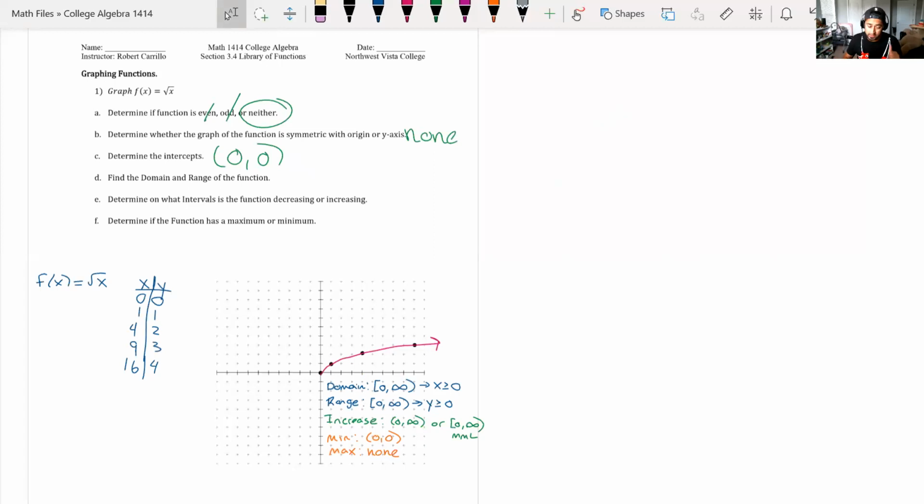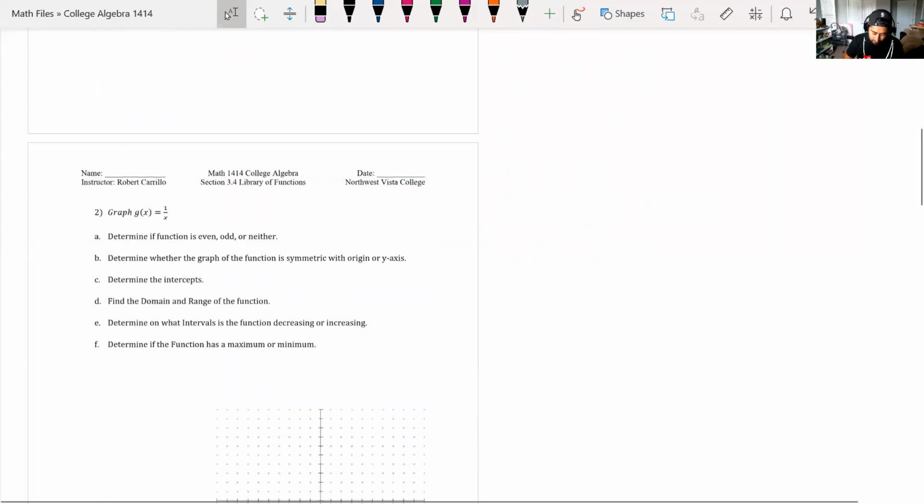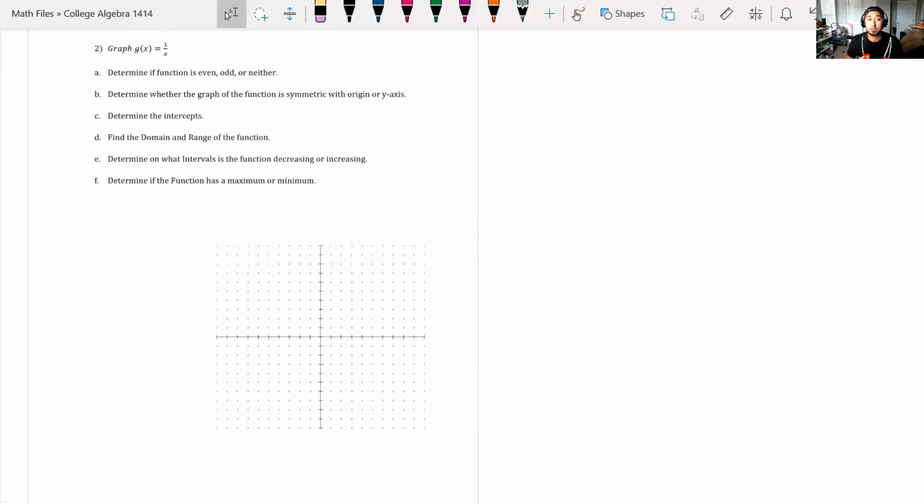Okay, let's do it again. All right. This one is going to give us the graph of 1 over x. All right, so once again, graph 1 over x, so make an XY chart.